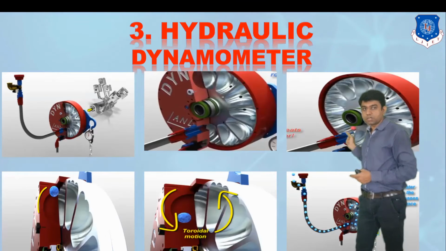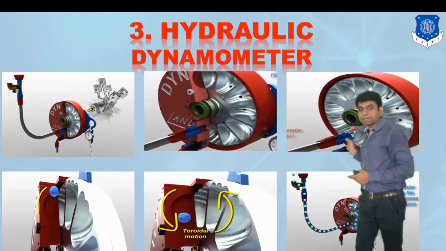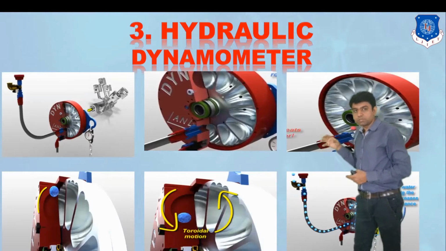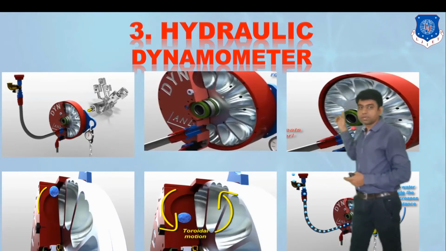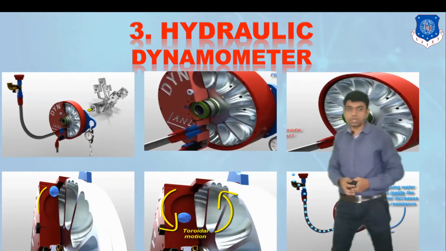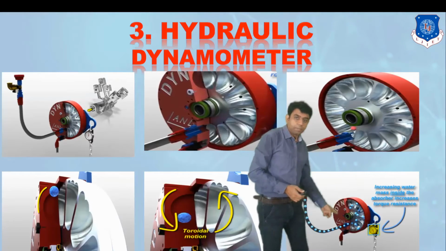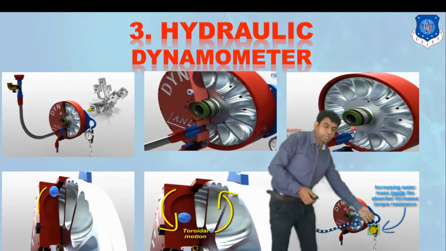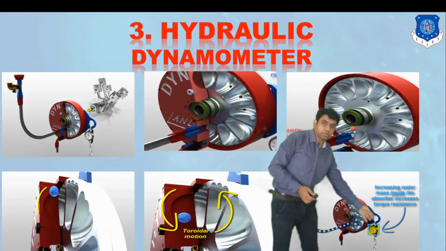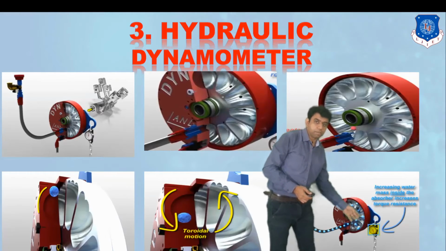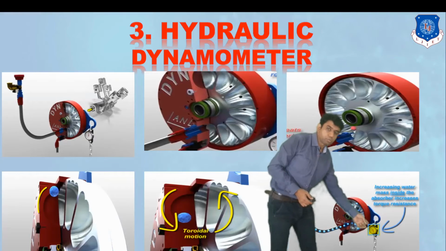This water droplet will move along the periphery of the spherical rotor, and that motion will try to transmit to this red color region. But this red color region is coupled with a spring balance weight that will not allow the outer casing to rotate, but will try to stop it.